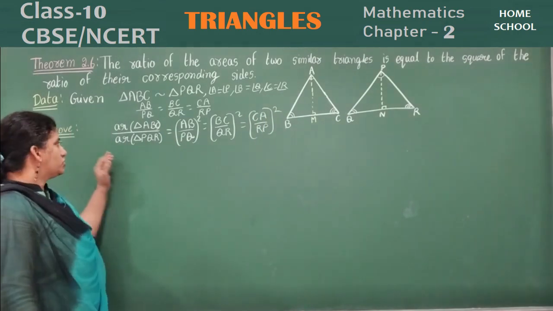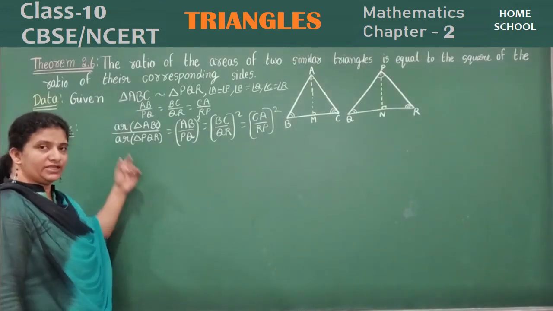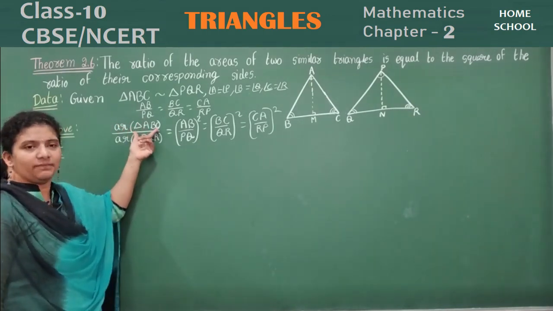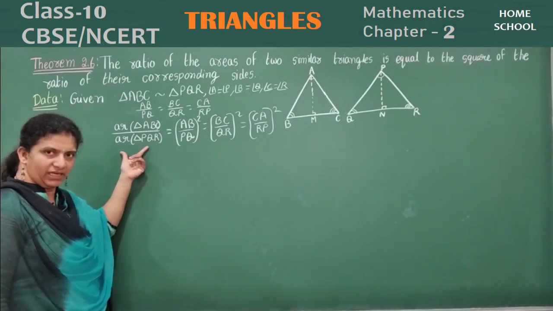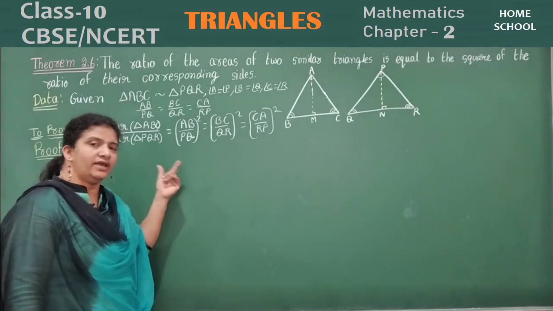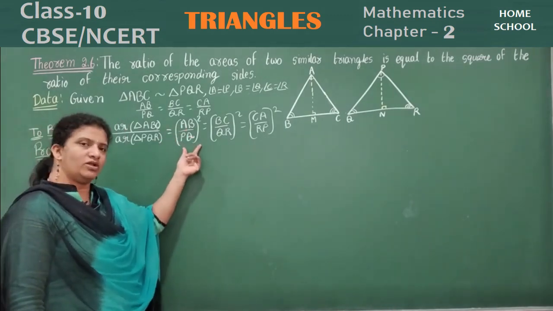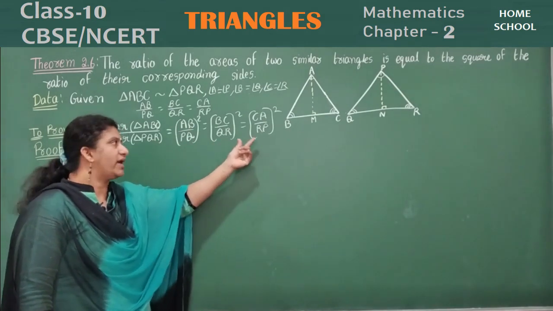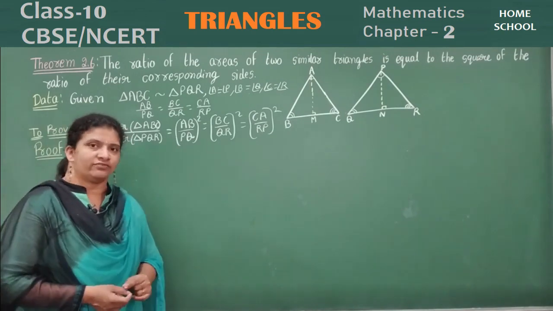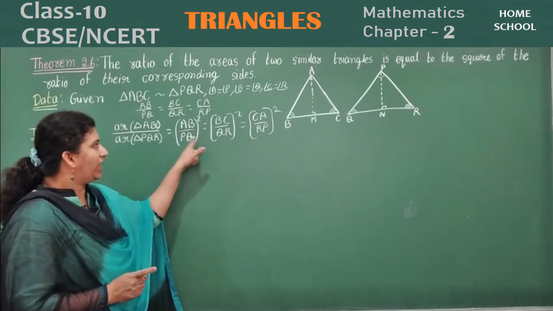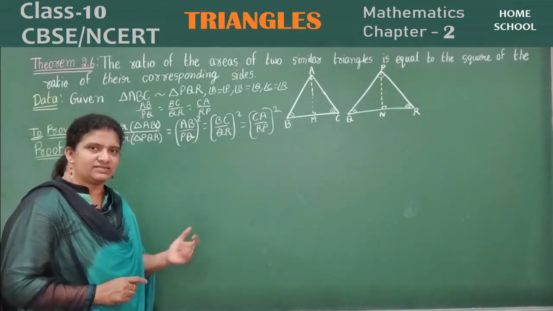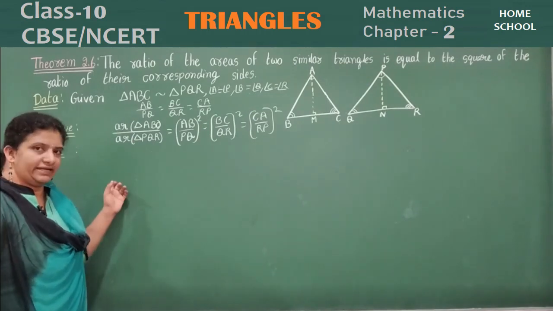whole square. So what we need to prove, children? The ratio of the areas of the corresponding triangles. Area of triangle ABC by area of triangle PQR is equal to square of the corresponding ratios. AB by PQ whole square is equal to BC by QR whole square is equal to CA by RP whole square. So children, try to identify here. At a time, you can prove only one ratio. But if in any one ratio you have proved, it is correct. So let's start our proof.